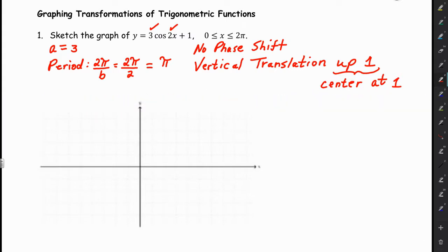Now, one more thing to note, we do have the cosine graph. We don't have a negative out front. So the pattern that we're expecting for this is max, 0, min, 0, max.